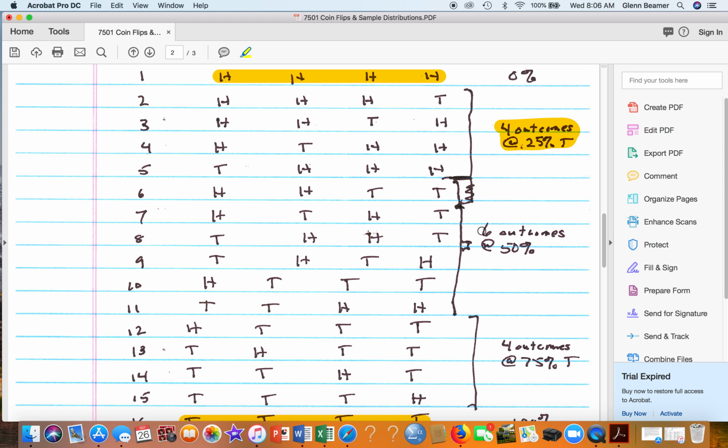Notice that in the center, we now have, instead of the 2 outcomes at 50% tails when we flipped the coin twice, 6 outcomes that are at 50% tails. And I want to make a point here: when we had just 2 flips, we had 2 possible outcomes that gave us our expected frequency of 50% heads and 50% tails. When we moved to 4 flips, we've doubled the sample size, but we've tripled the number of outcomes that give us the expected outcome of 50% heads and 50% tails.